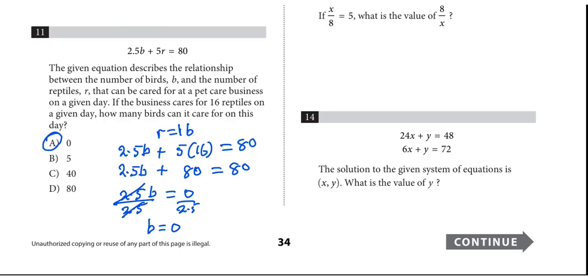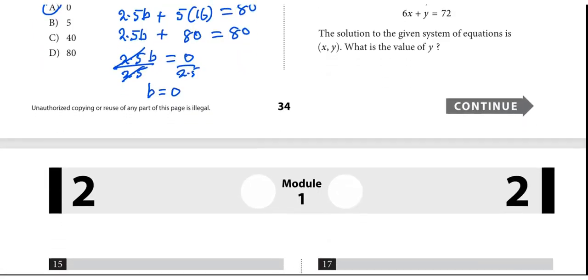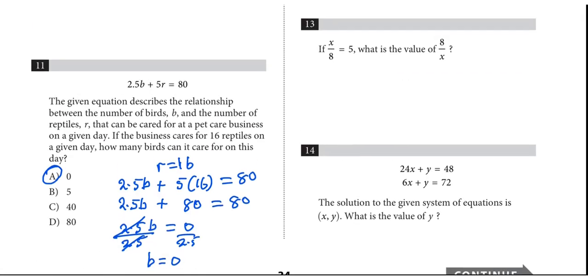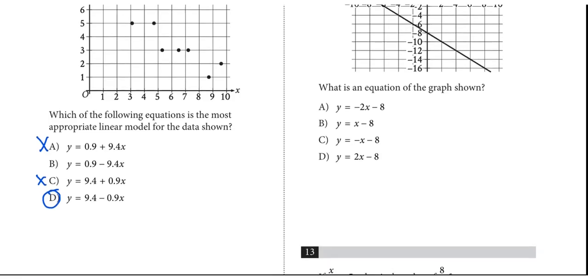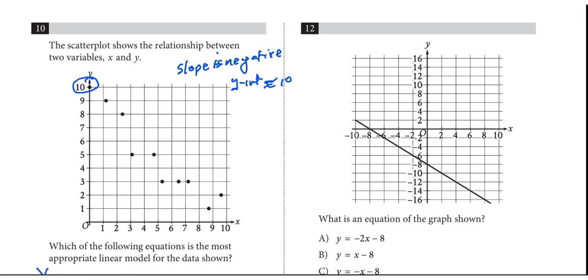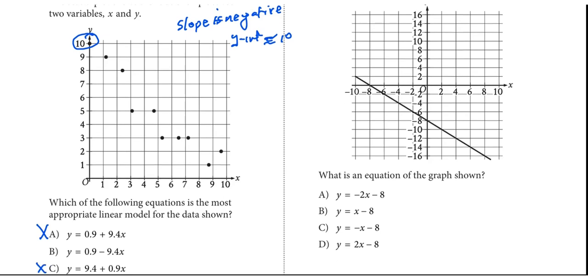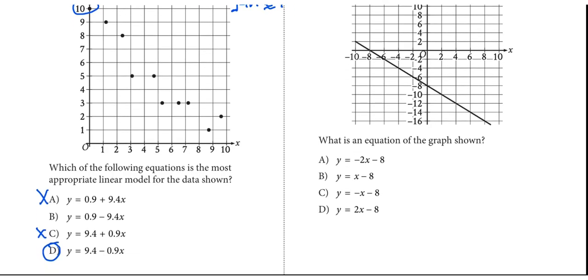All right, so let's go to question 12. All right, here is question 12. It says, what is an equation of the graph shown? Okay, so we are going to be looking at these options. So which of them is the equation of the line?